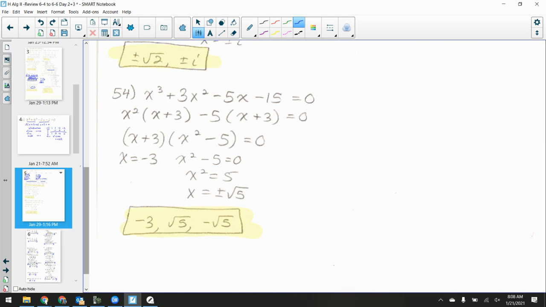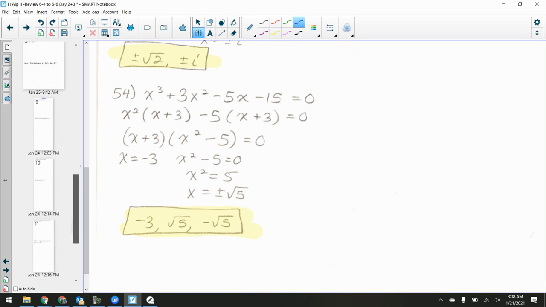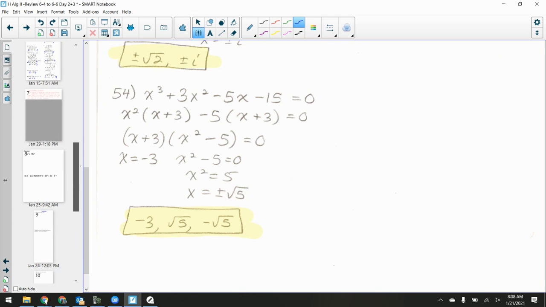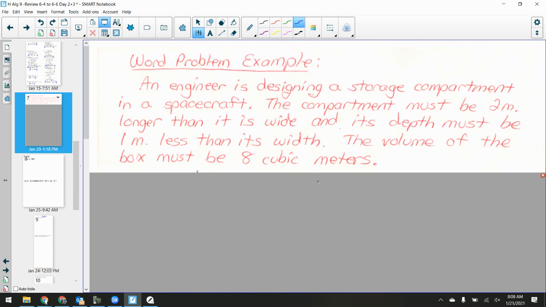All right, any other questions on the homework? Okay, let's just do some extra problems here. Let's start off by doing the volume of the box. I'm going to give you guys some time to work on this.